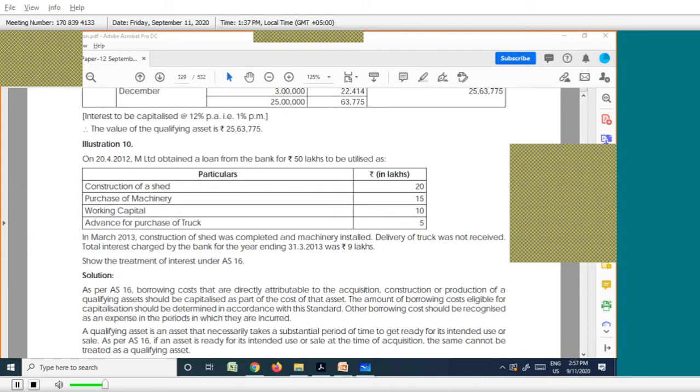So now we have completed the classification. Classification means the first thing is qualifying or not qualifying. That is the first thing you have to identify. Once you identify that, the next thing is capitalization or not. Okay, I'll just work this out.